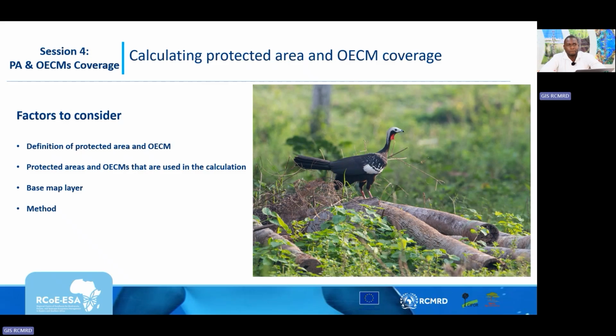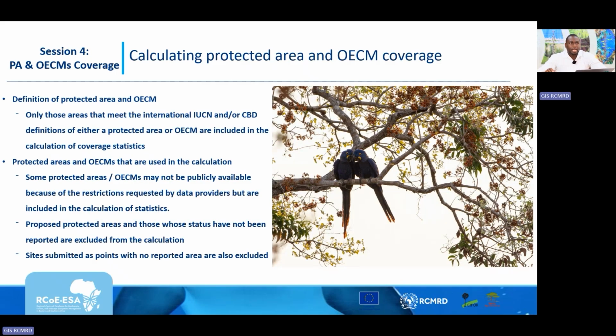For example, UNEP-WCMC, which is also one of our partners, moved from using the Mollweide coordinate system to using the WGS 1984 geodesic coordinate system to improve accuracy. WGS stands for World Geodetic System of 1984. It's a global coordinate system that is used widely for geodetic calculations. So those are the factors that are considered in the calculation of protected areas and OECMs coverage.